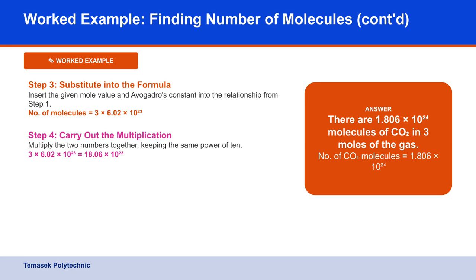3 times 6.02 gives us 18.06, and we keep the power of 10 unchanged, giving 18.06 times 10 to the power 23. Now, a common mistake here is forgetting to convert this into proper scientific notation. We shift the decimal 1 place left, which increases the power by 1, giving us 1.806 times 10 to the power 24 molecules of carbon dioxide. Physically, this tells us that just 3 moles of any gas contains over 1.8 sextillion molecules, reinforcing just how enormous Avogadro's number truly is in engineering contexts.